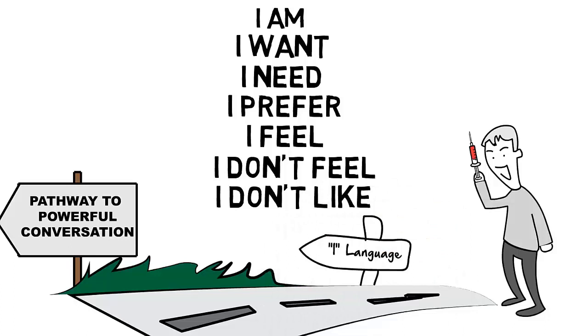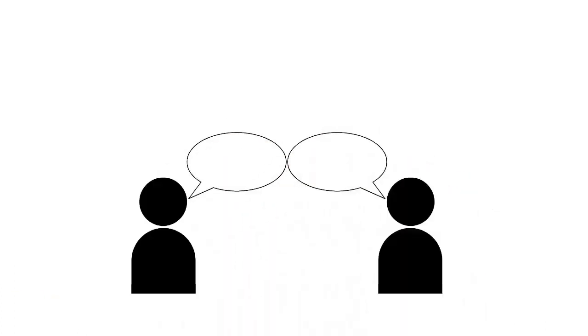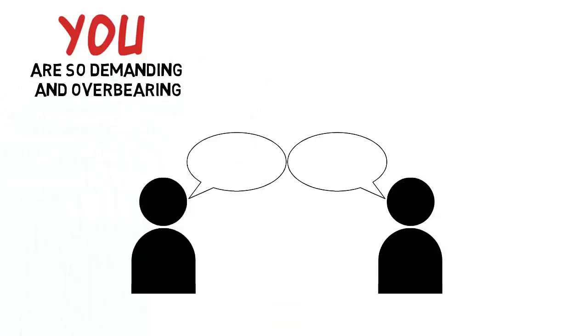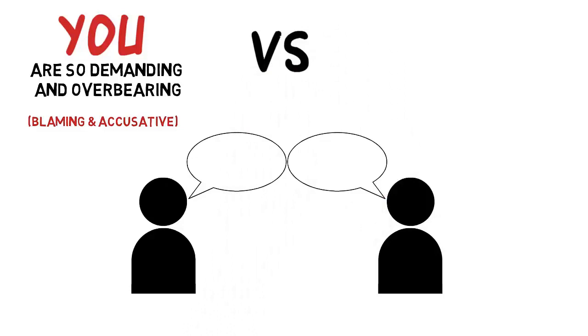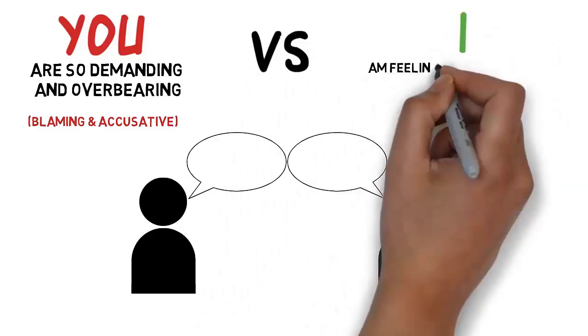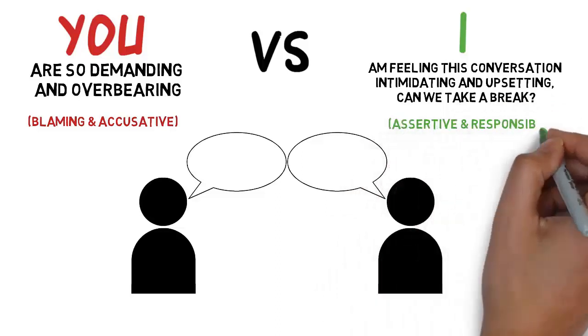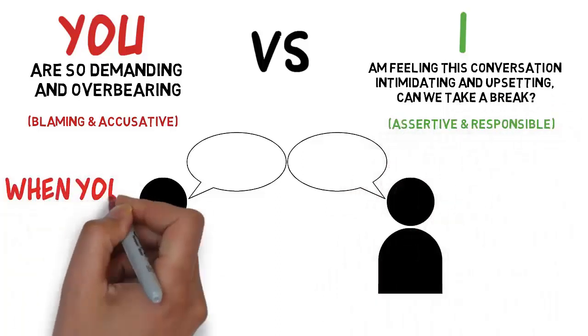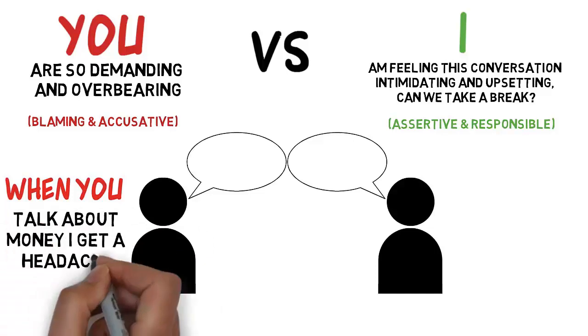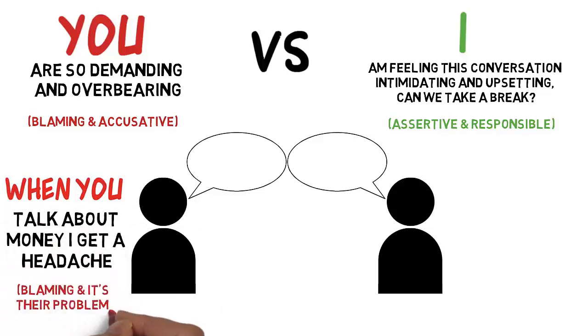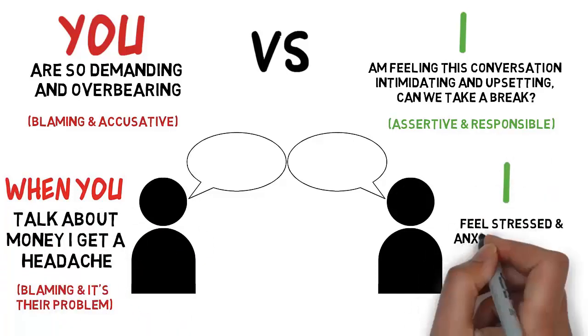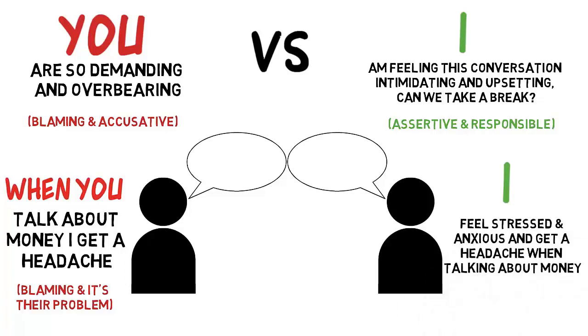When using iLanguage, we give others an opportunity to respond. Let me give you some more examples of iLanguage. You could say, you are so demanding and overbearing. That's blaming and accusative, versus, I am feeling this conversation intimidating and upsetting. Can we take a break? That's assertive and responsible. When you talk about money, I get a headache. Blaming and it's their problem, versus I feel stressed and anxious and get a headache when talking about money.